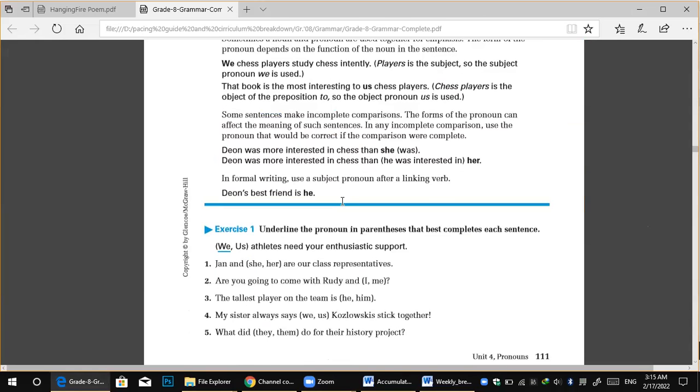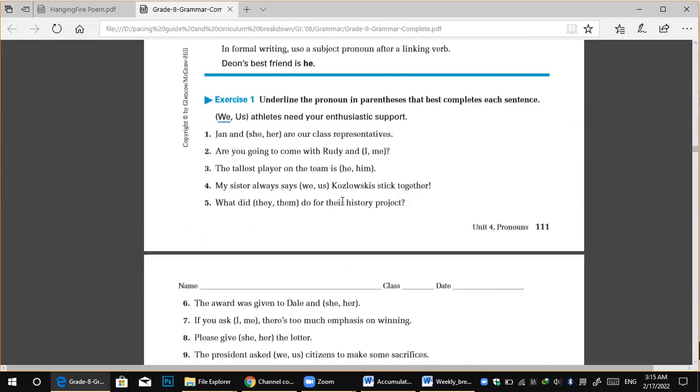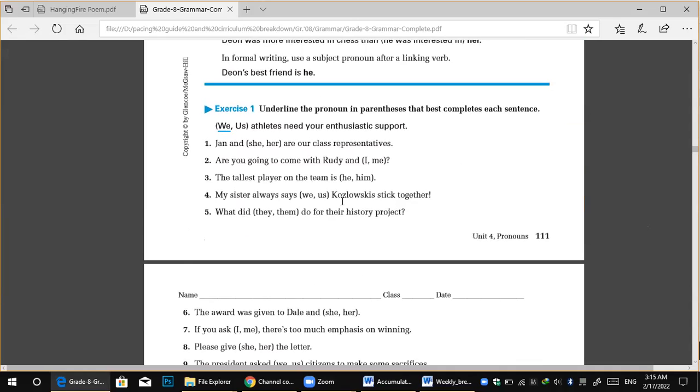Okay, so here we can answer many questions. Let's underline the pronouns in parentheses. So here: we athletes need your enthusiastic support. We, exactly, because it's a subject pronoun.